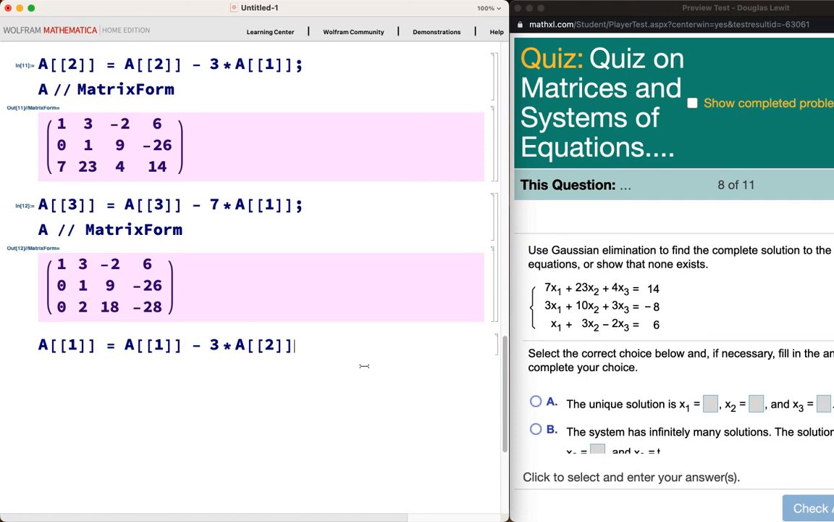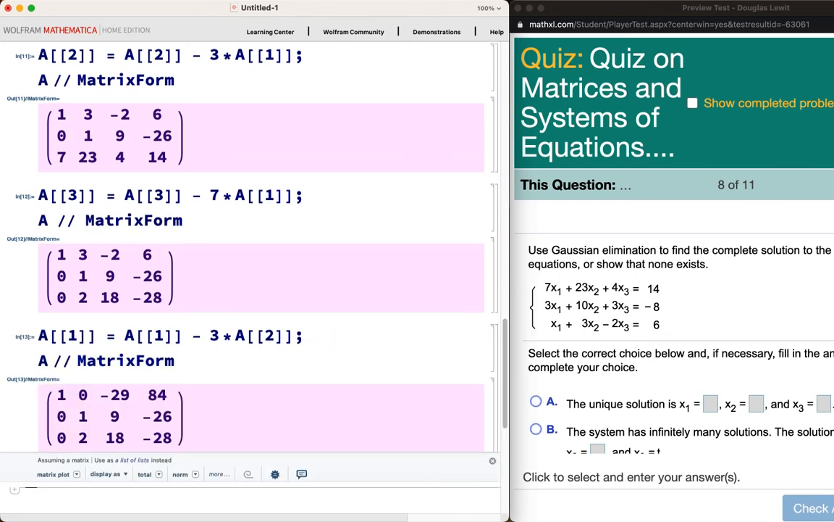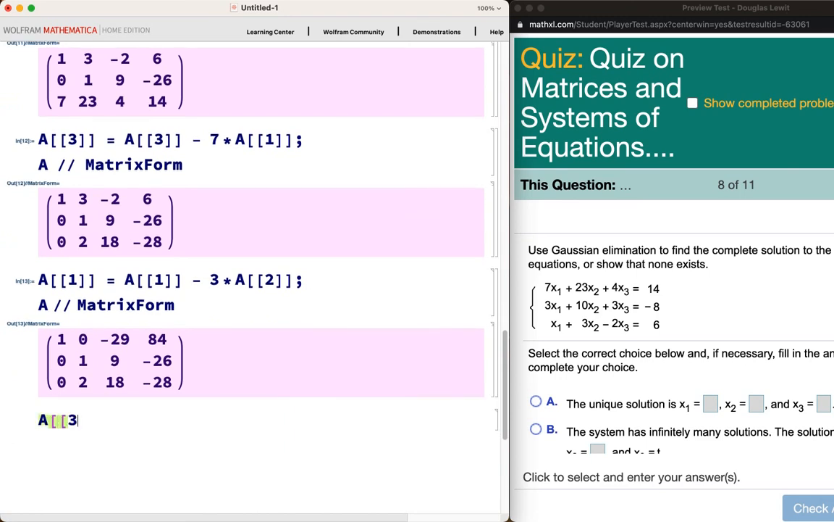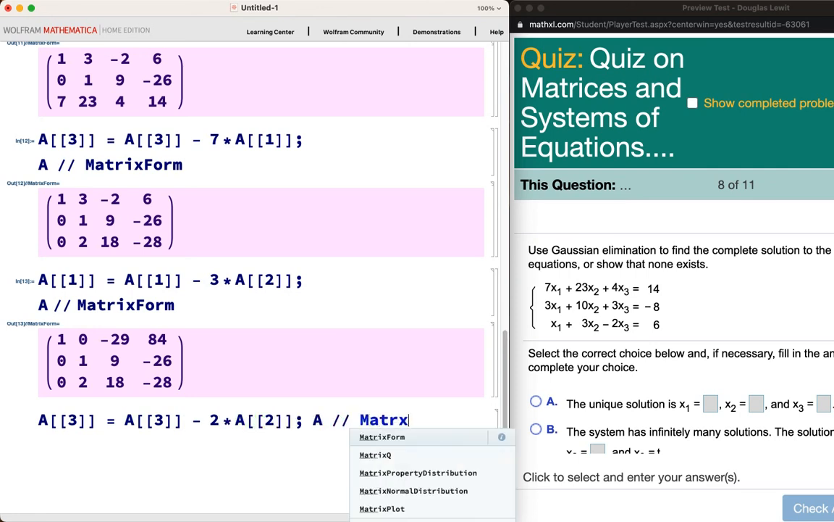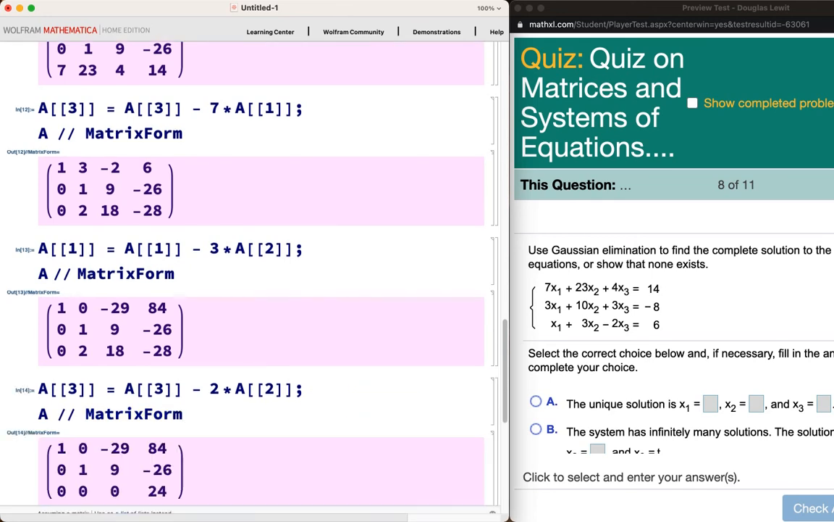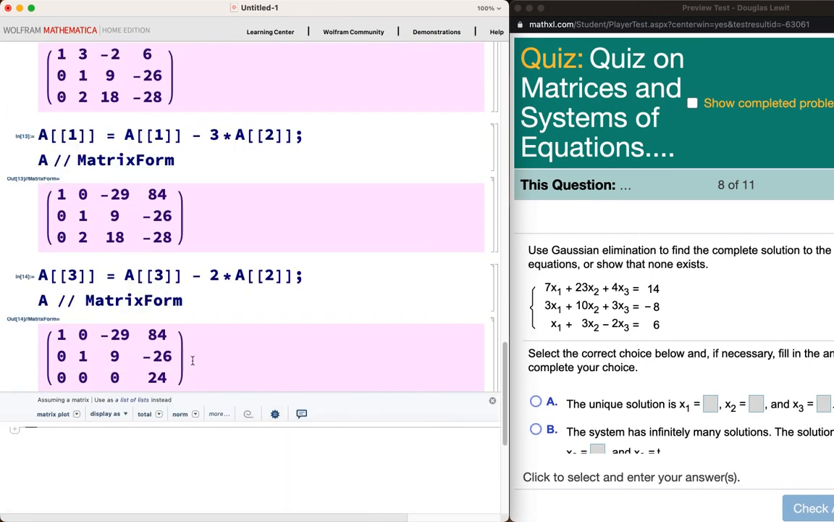So the first row of A minus 3 times the second row of A, and then A in matrix form. Looks good. And then the third row, it's going to be the third row minus 2 times the second row. And that's going to be, okay, so because there's a 0 here, you really expect this to be a 1, right? But because it's a 0, we know there's no solution.